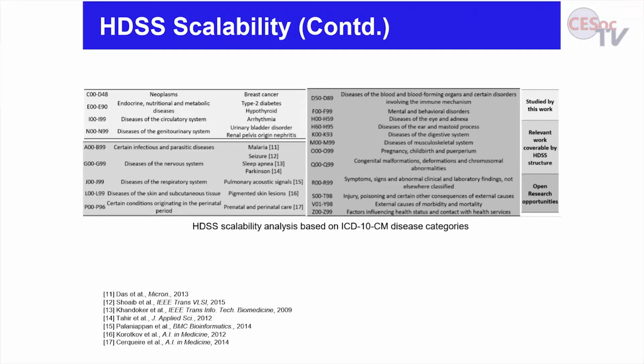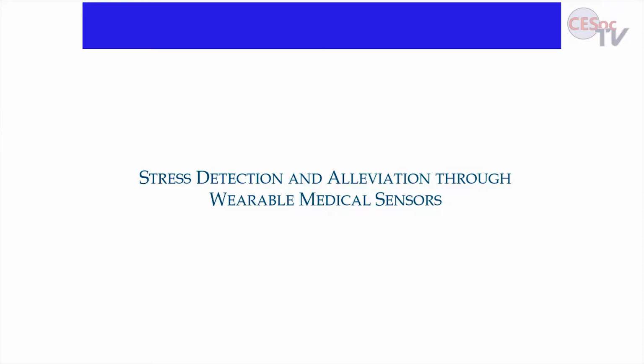In fact, we are teaming up with a local mental health clinic to collect data sets for bipolar disorder, anxiety, depression, and so on, to see if this approach is extensible to something like digital psychiatry. But it's a wide open area to tackle all those 11 disease categories for which we don't have any data sets. So let's look at smart healthcare from another direction, which is related to HDSS, which is stress detection and mitigation.